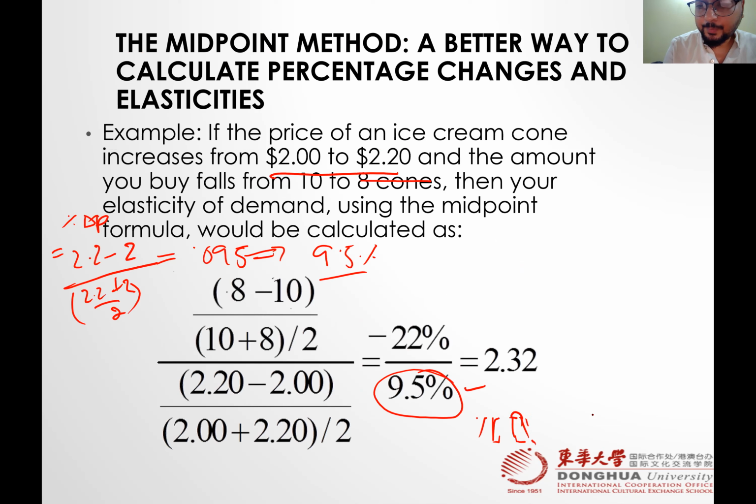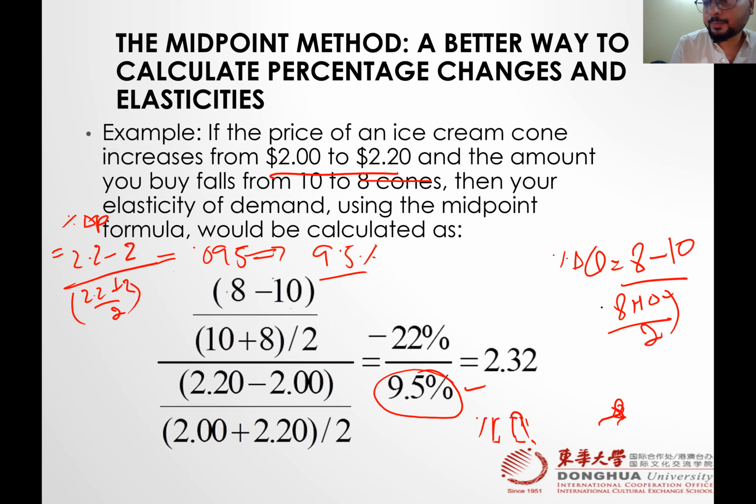is going to be new quantity, which is 8. Let me write here. Right. New quantity is 8 minus old quantity 10, divided by 8 plus 10 divided by 2. Answer would be 0.22, because this is minus 2 here. But you notice something?